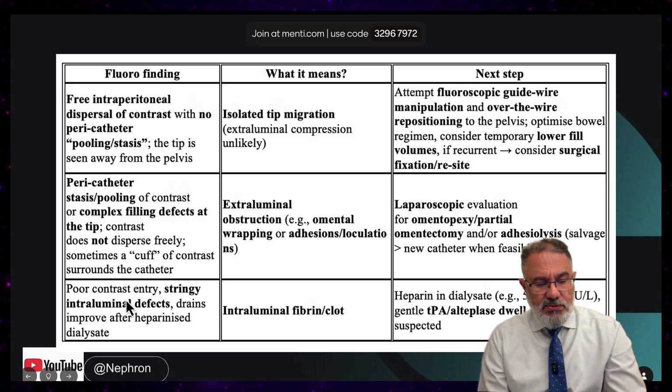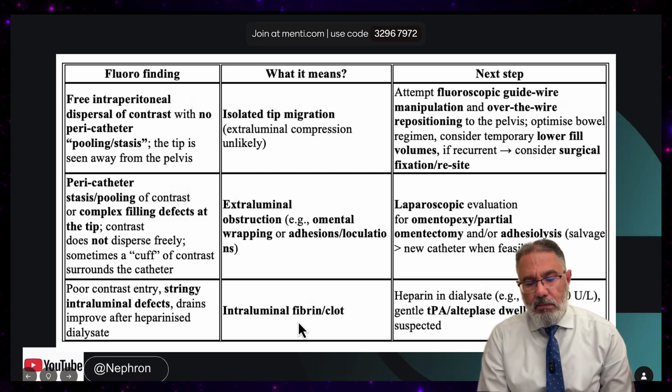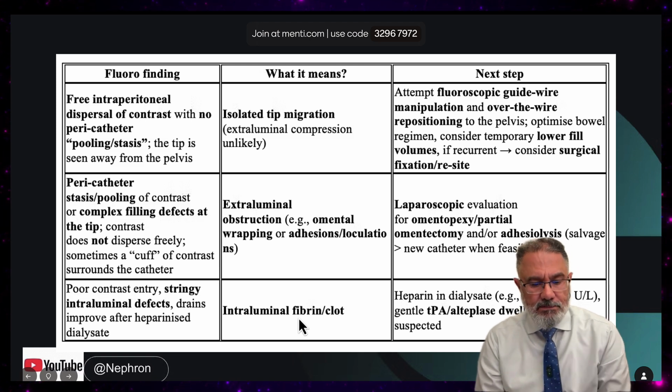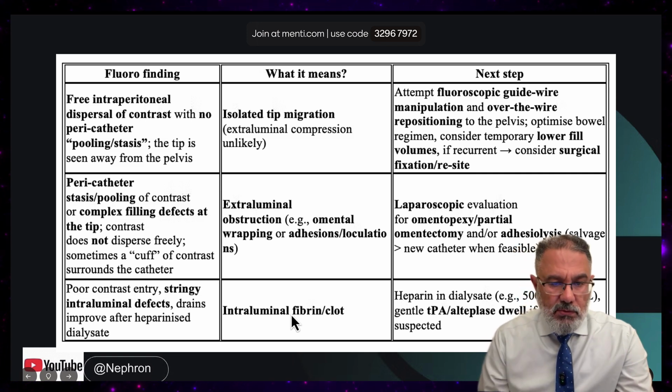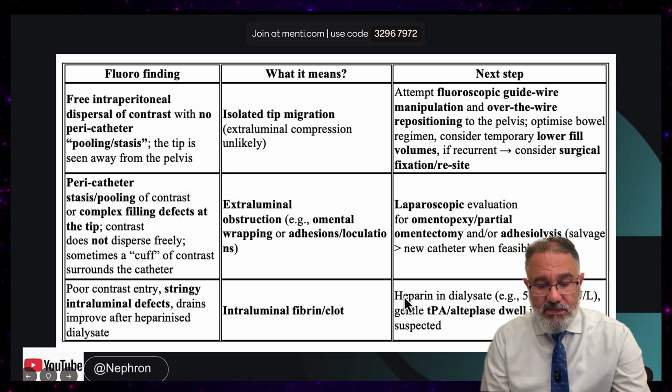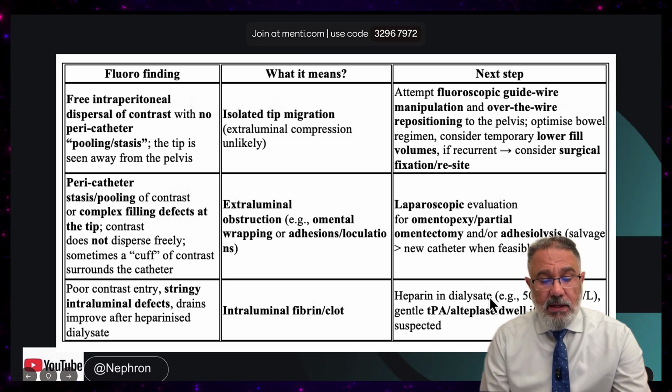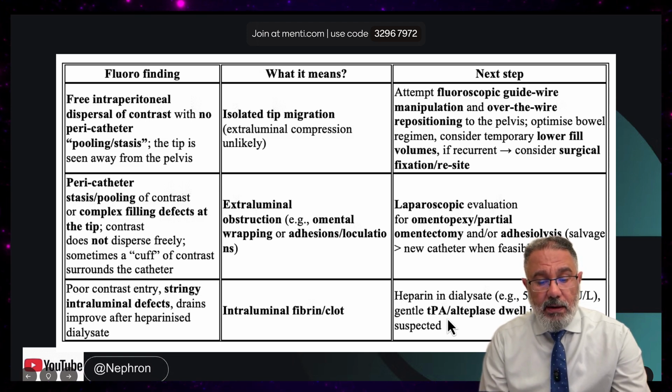The third finding is poor contrast entry. That indicates an intraluminal problem, either a kink or fibrin clot. Now, fibrin clot often gets sorted by using heparinized dialysate first. You'll see some results, and after that you could use an alteplase dwell to completely dissolve the fibrin and clot inside the catheter. We'll see more on how to sort this flow issue in a minute.